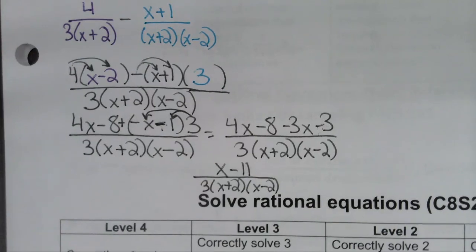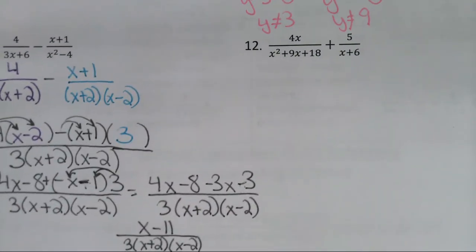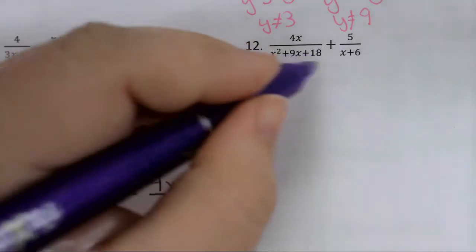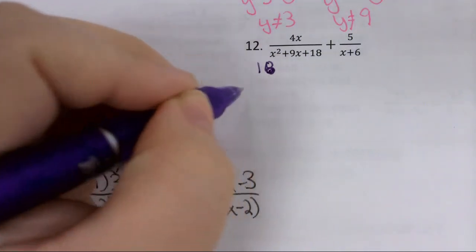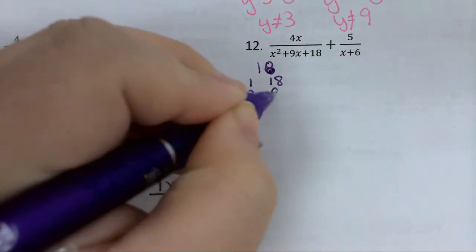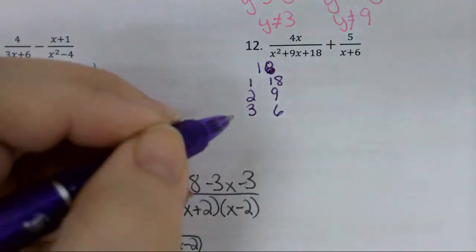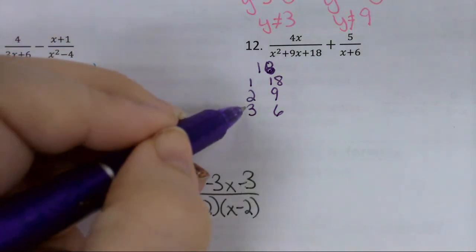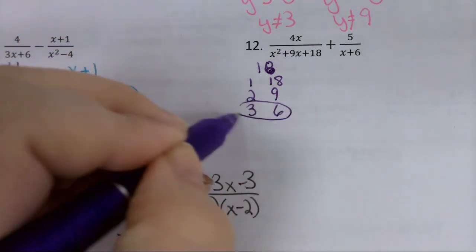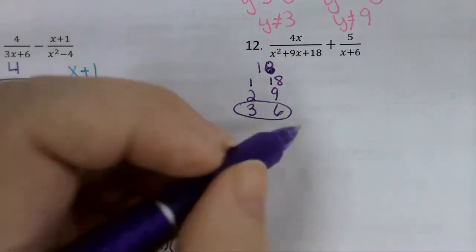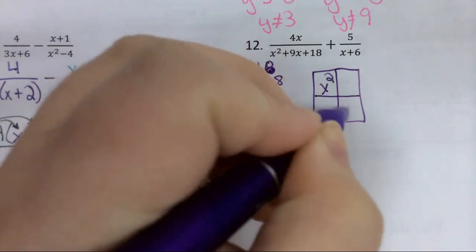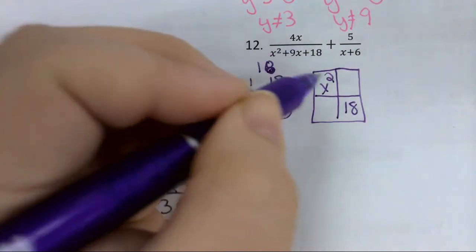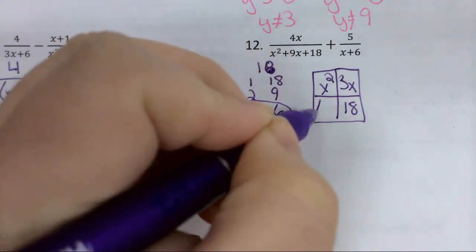Let's take a look at number 12 for our final problem. We're going to factor everything that we can. I'm going to go ahead and do a times c for my denominator. We have 18 for my a times c: 1 and 18, 2 and 9, 3 and 6. We want it to multiply to be a positive and add to be a positive. So this is what's going to give me 9. x squared and 18, along with 3x and 6x.